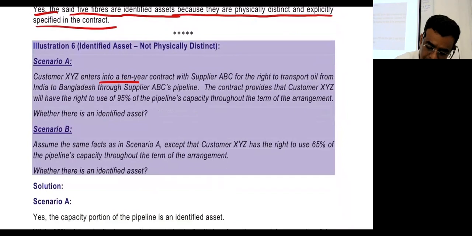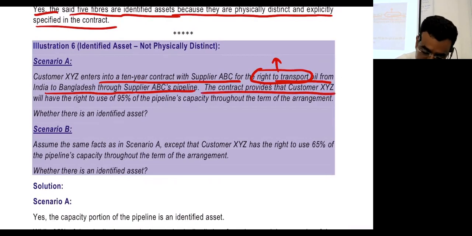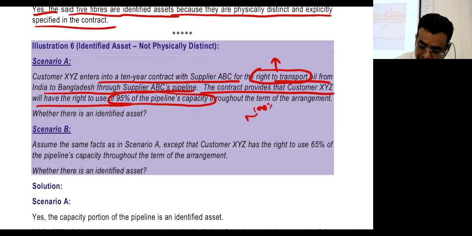Customer XYZ Limited entered a 10 years contract with supplier ABC. Right to transport oil from India to Bangladesh through supplier ABC's pipeline. It is not physically distinct. Can't you see it physically? The oil goes in the pipeline, or goes in a lorry. The contract provides that customer XYZ Limited will have the right to use 95% of pipeline capacity. Of 100%, I give you 95% and 5% I give to someone else.